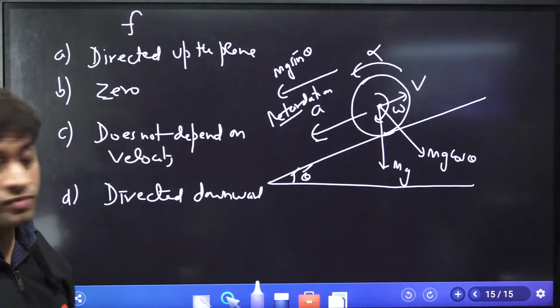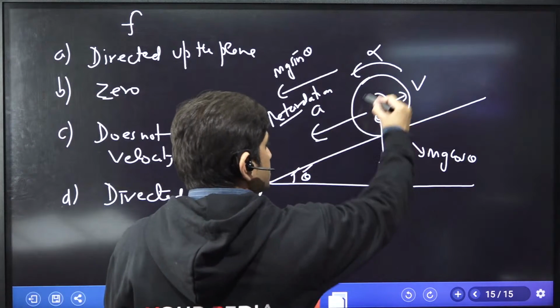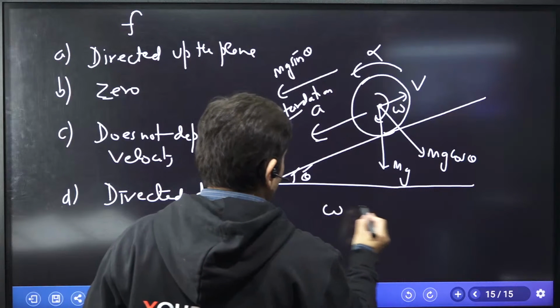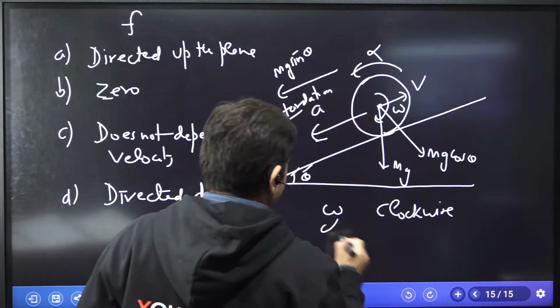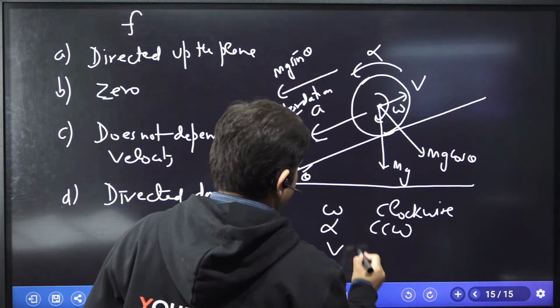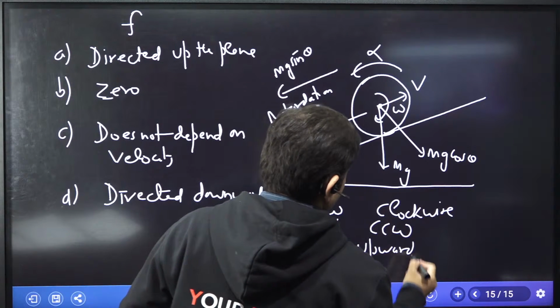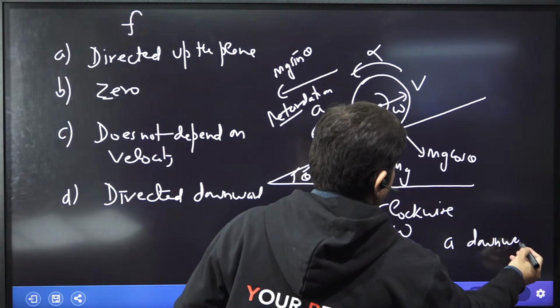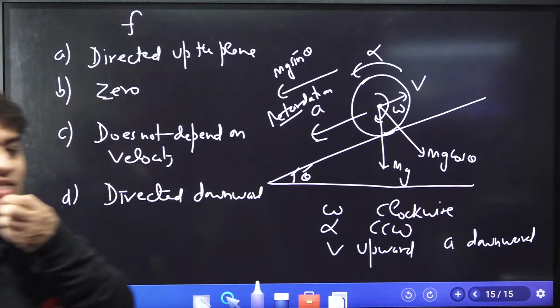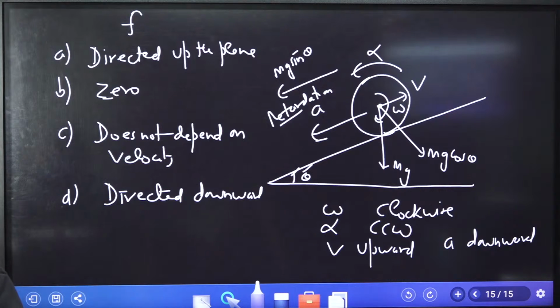See this carefully. Omega, angular velocity, is clockwise. Angular acceleration is counterclockwise. Velocity upward and acceleration downward. You need to understand it this way. Acceleration downward. Velocity up the plane. Angular velocity omega.